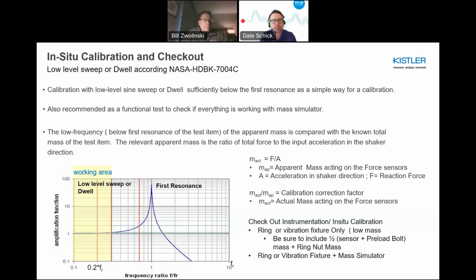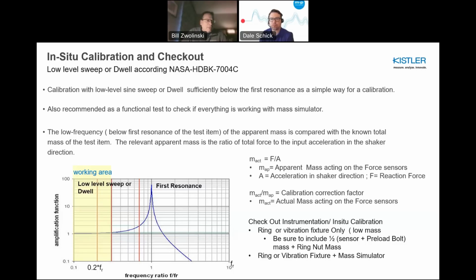So you take into consideration the preload bolts, the top ring, and then you compare that mass to the mass of what you just tested dynamically. And that would give you a calibration factor or a correction factor if you wanted to use it. If it's within a couple percent, I usually don't worry about it, but if it's off by maybe 5 or 10%, then it could be something where you require a closer look.